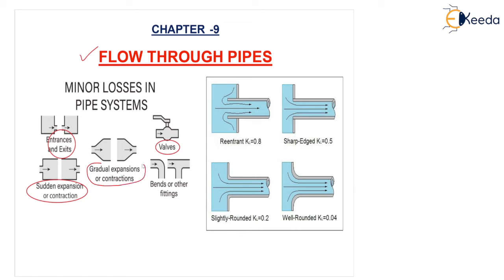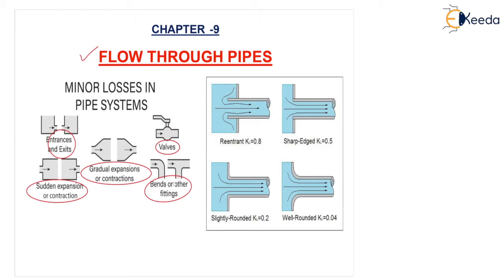Gradual expansion or contraction. In case of gradual expansion and contraction also, there will be loss of head, but in this case the loss will be lesser compared to sudden expansion and contraction. And bends and other fittings. Some pipes are bent by some angle, maybe 45 degrees, 90 degrees. Whenever there is a bend in the pipe, this also leads to the loss of head.